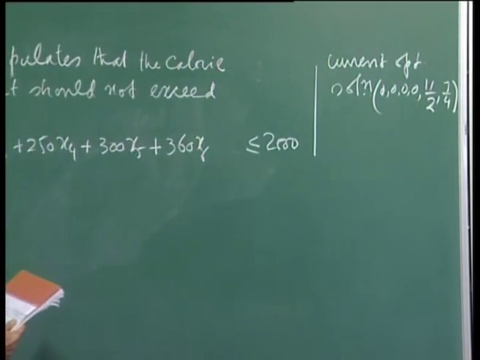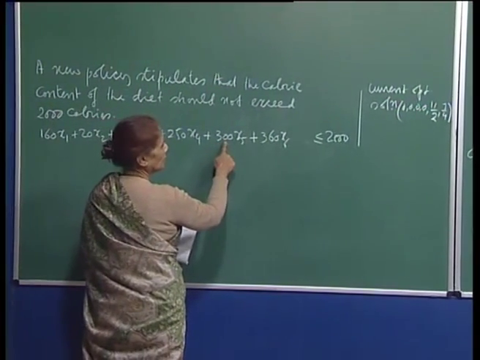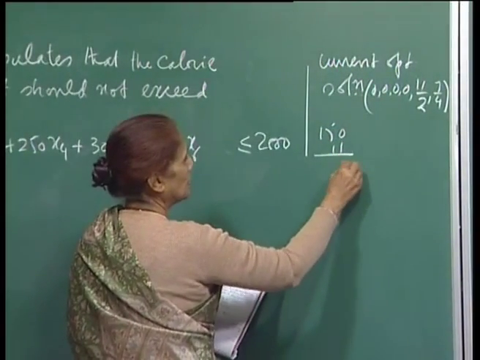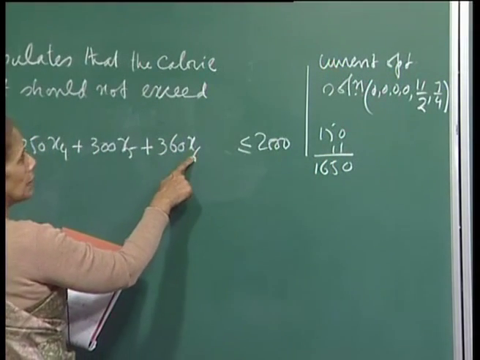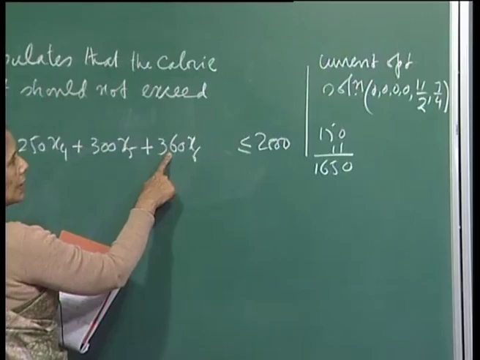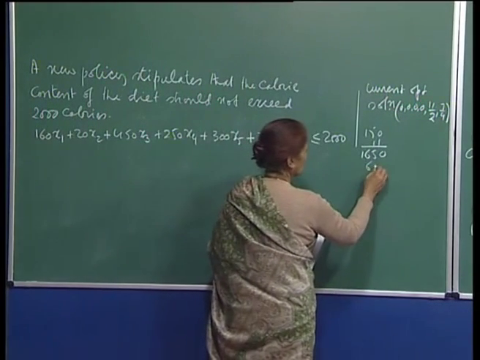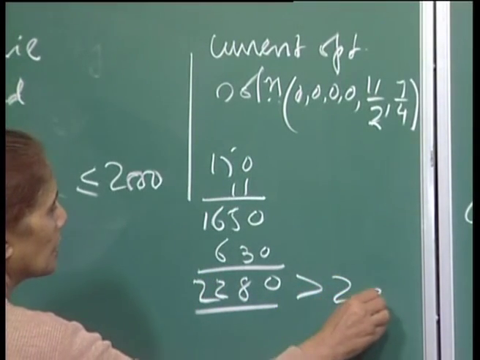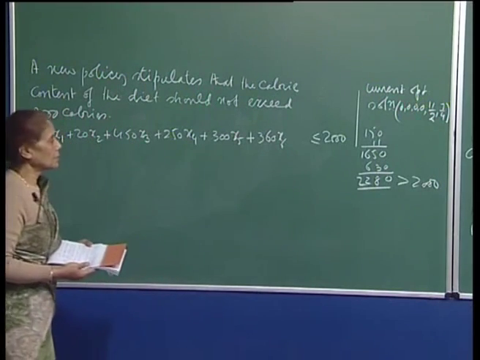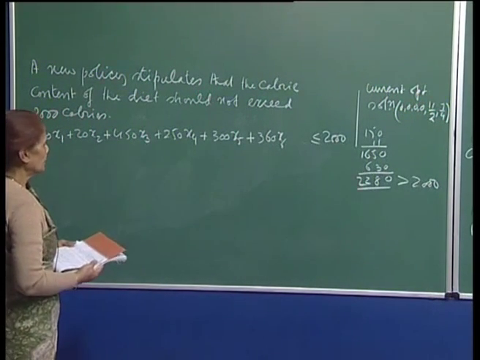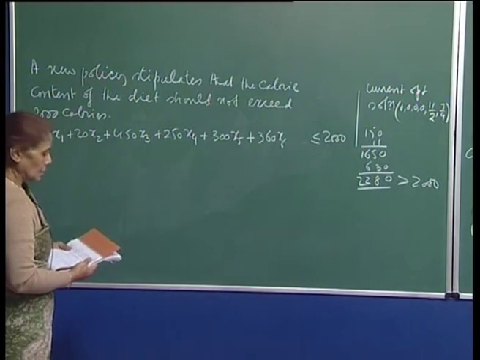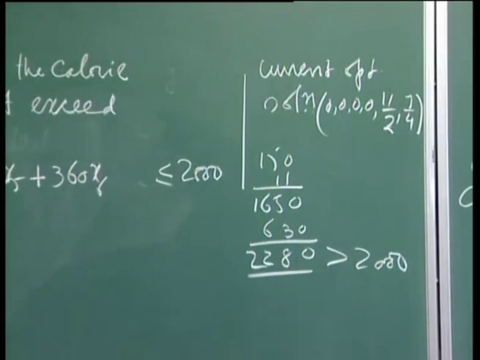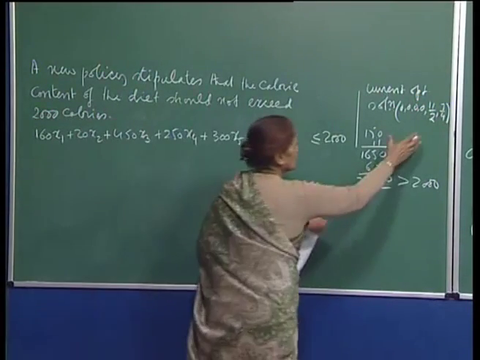And you can just verify from here that this would be 150 into 11, and then this would be 7 by 4. So, 90 times 7 is 630, right. So, this total is greater than 2000. So, the current optimal solution does not satisfy your new constraint. So, we need to start from where we are, and the optimality condition is satisfied by this basic feasible solution.